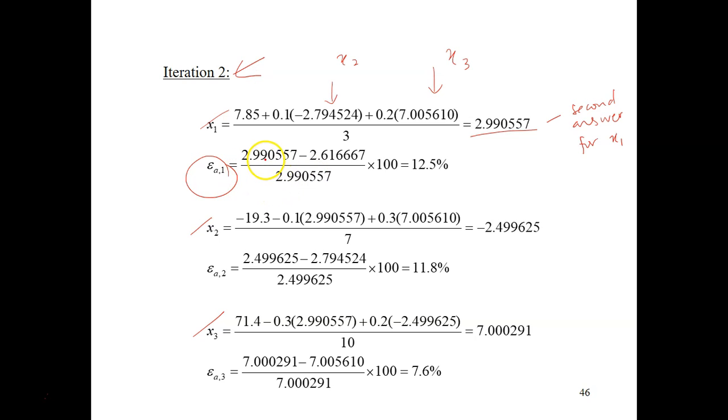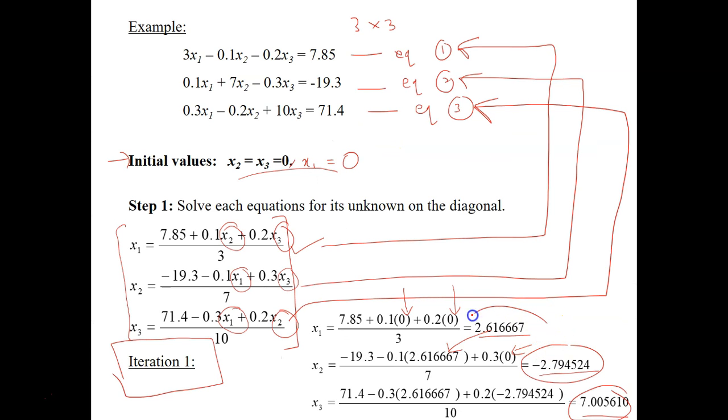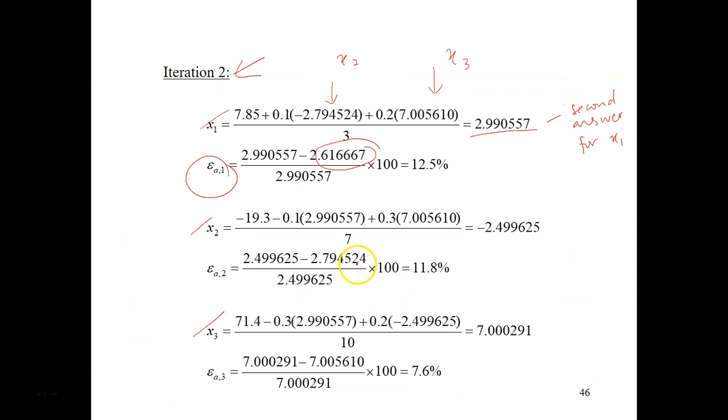So this EA is the current approximation, which is 2.990557, minus the previous approximation, which comes from here, the previous value of x1, the previous answer. Alright, and put it into this EA formula, divided by the current approximation times 100. So you get 12.5% for EA for the second iteration.